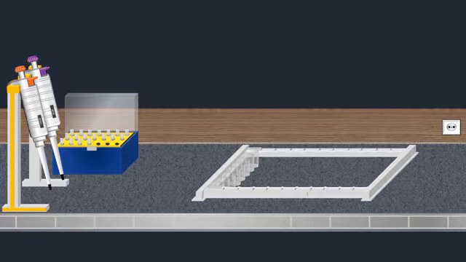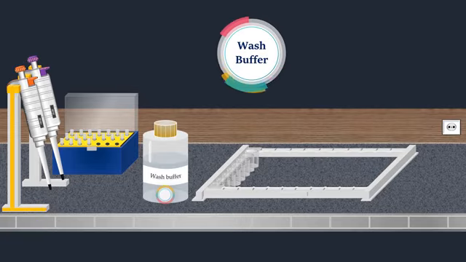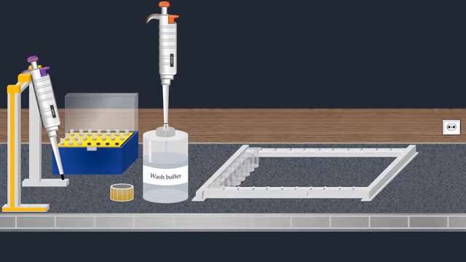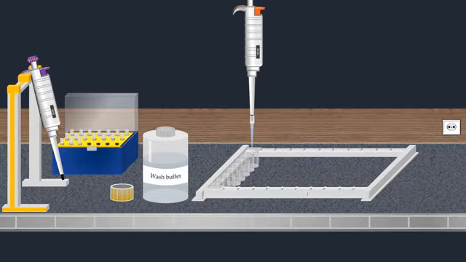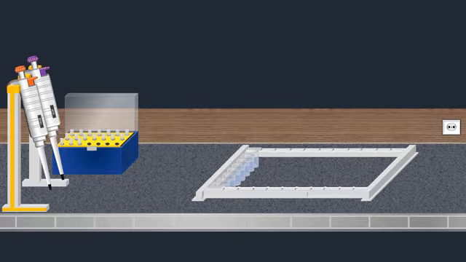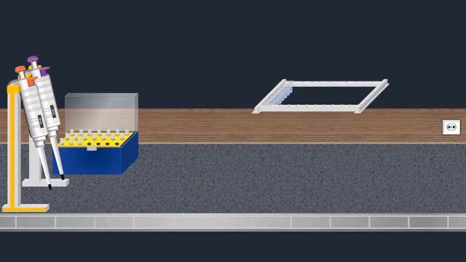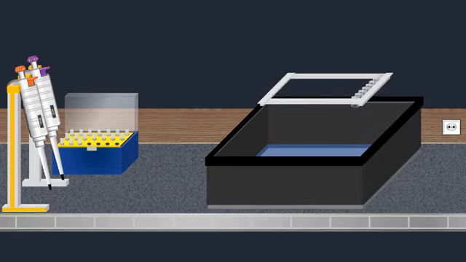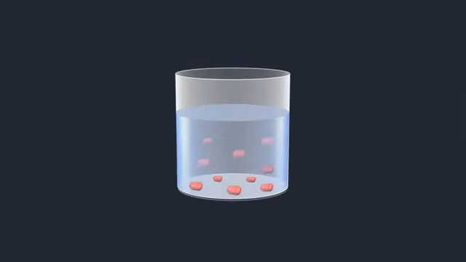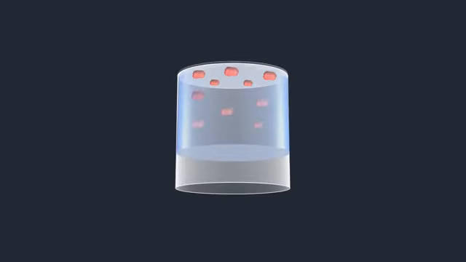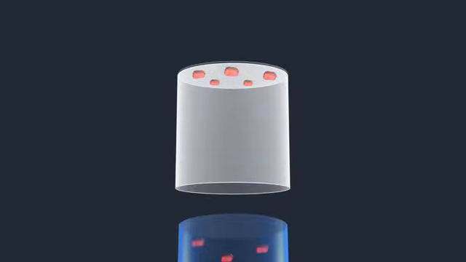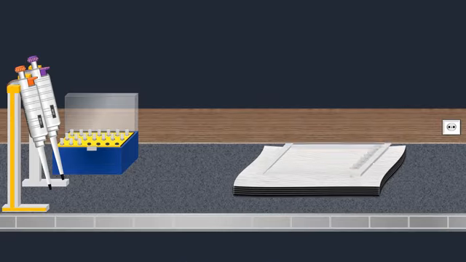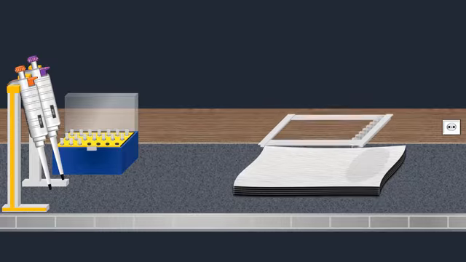After the excess antigen solution has been removed, the next step is to wash the wells with a wash buffer. The wash buffer is a specially formulated solution used to rinse the wells and remove any unbound substances. By using a wash buffer, we eliminate any unbound antigens. Once the wash buffer has been discarded, an absorbent paper towel is used to remove any remaining liquid.